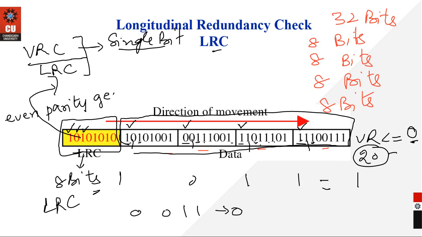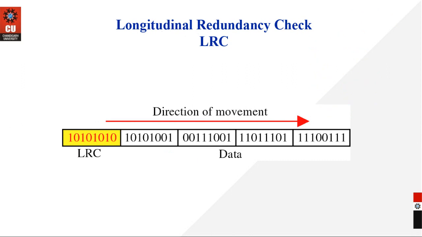Why do we use this LRC instead of using VRC? Because the more the number of bits in your data, the more the number of redundant bits in your data, the more secure, the easier it will be for you to detect the error. All right. So that's all from my side for LRC and VRC. In the next class, we'll talk about CRC and checksum, which are very important methods.